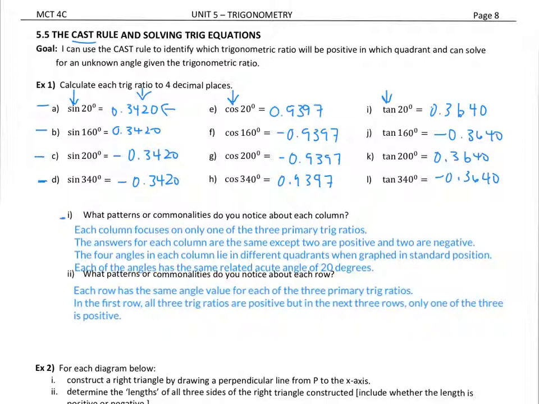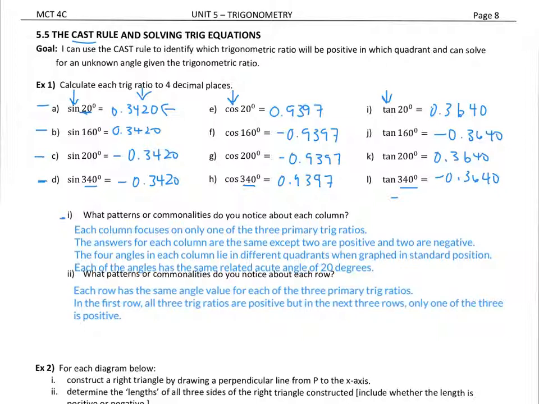The related acute angle is the same. What patterns or commonalities do we notice about each row? Well, I've already mentioned that the first row is all first quadrant angles, the second row all second quadrant, third row third quadrant, fourth row fourth quadrant, and in fact the angles are the same for each. It's just we're doing it for the 3 different primary trig ratios.